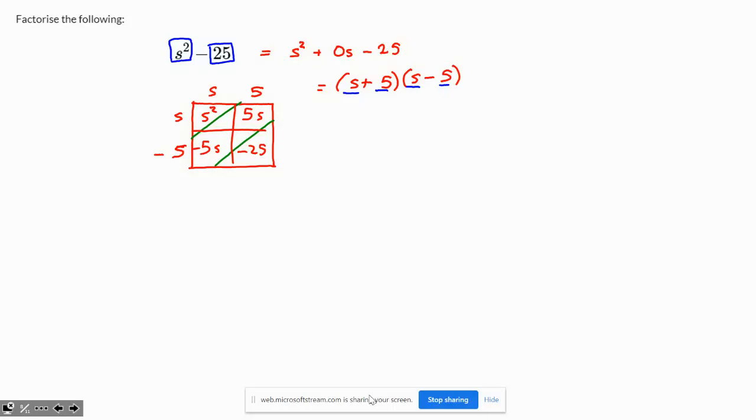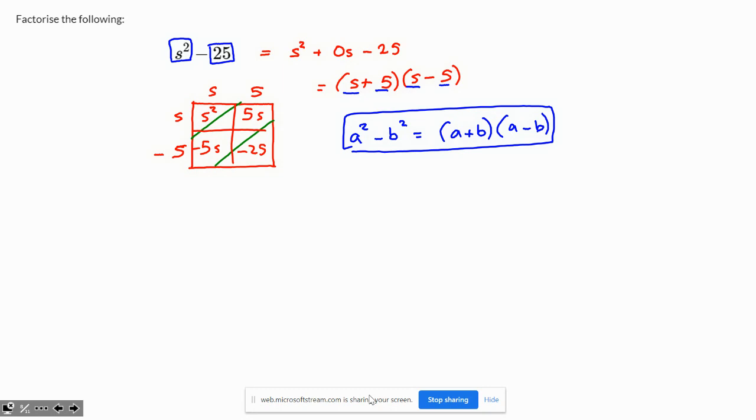That's an interesting point to make. Generally, the difference of two squares is, if we have a squared take away b squared, that will factorize to a plus b multiplied by a minus b. Generally, that's the general rule for this kind of thing. And it crops up quite a few times, and it's a useful thing to know.